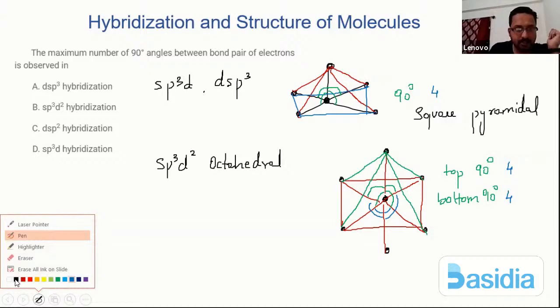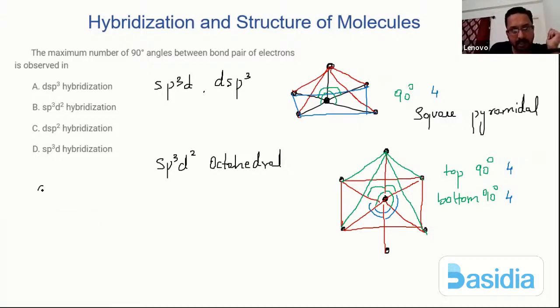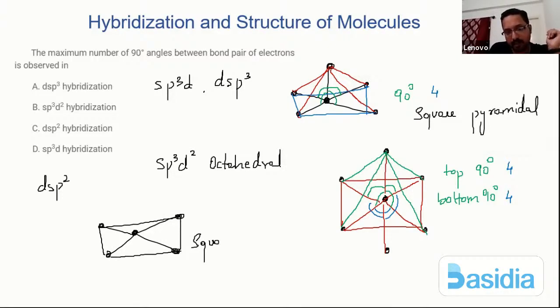Now if we move on towards the dsp2 hybridization, this is my central atom, then we have an atom over here, then an atom over here, then an atom over here, and let me say an atom over here. So which geometry is it going to give me? It is going to give me a square planar geometry, correct?